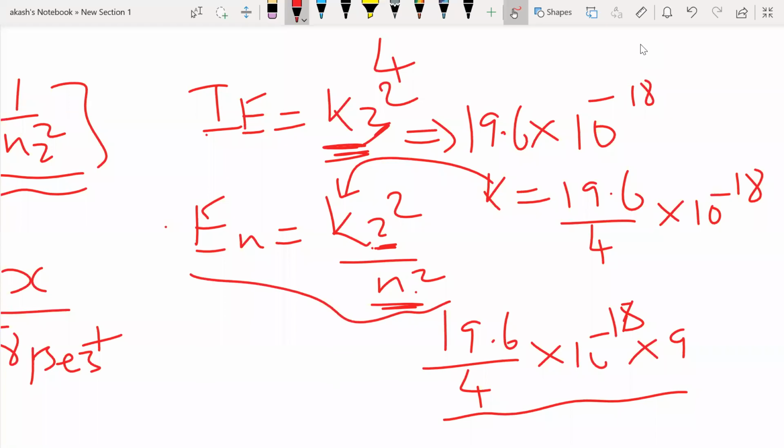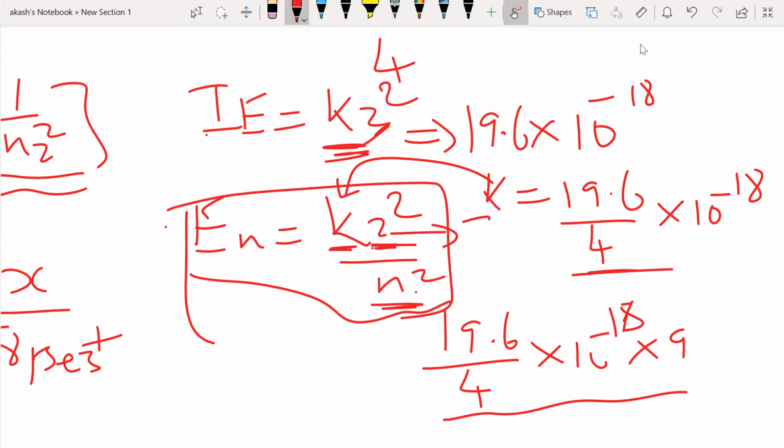Now, if you go for the energy of nth orbit, this is the formula for energy of nth orbit. Now you substitute the k value, whatever you found from the previous equation. Now Z for lithium, they're asking for lithium only, right? Lithium Z is equal to 3, so Z squared will become 9. And n squared, they're asking for first stationary orbit, so n squared will be 1. That's it. You just have to calculate this. Understood?